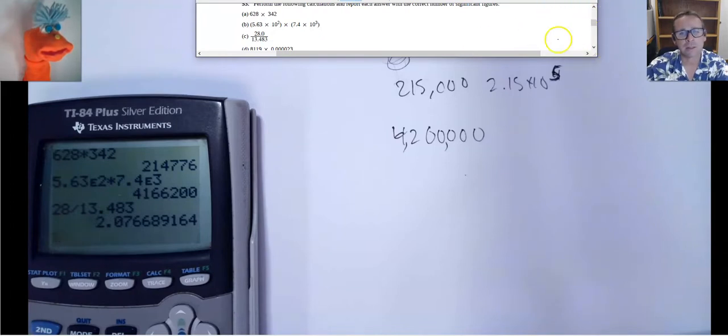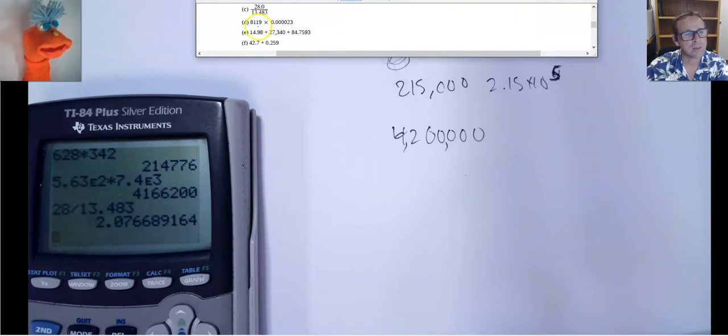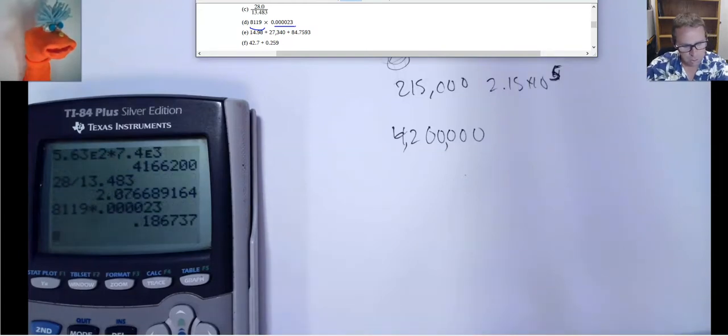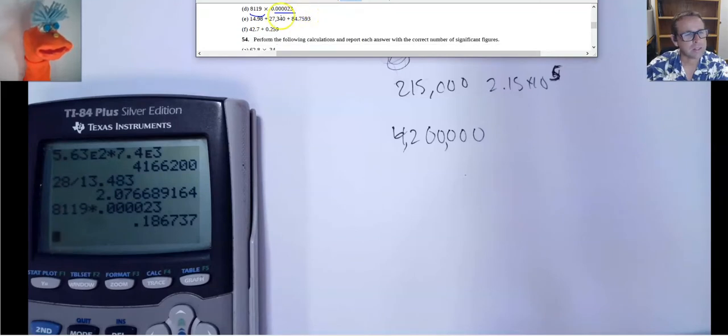All right, D. Let's look at D. Here is the same type of thing. How many significant digits here? 4. And here? 2. All right, so our answer between the product of 8,119 times 0.123423, there we go, is going to have only 2 significant digits, so it's 0.19 is going to be our answer.